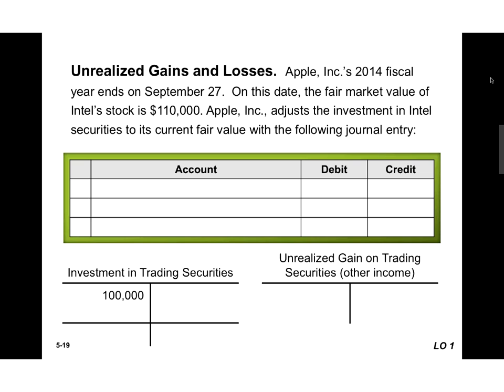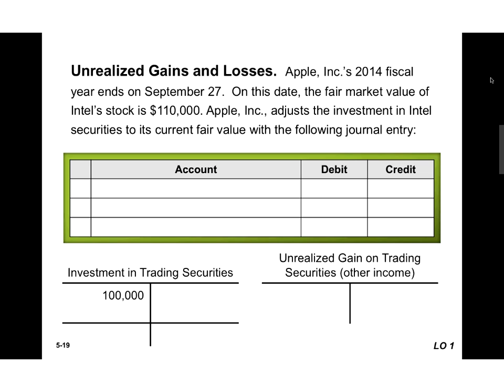Apple has a weird financial year. Lots of companies do, a weird fiscal year. Theirs ends something like on the 4th Friday of September, so the date changes year to year. So their year end on this particular example is September 27th. On this date, the fair market value of Intel stock is 110. Remember that Apple paid $100,000 for this stock, so its original cost is $100,000. It's currently worth $110,000, but Apple still holds the stock.